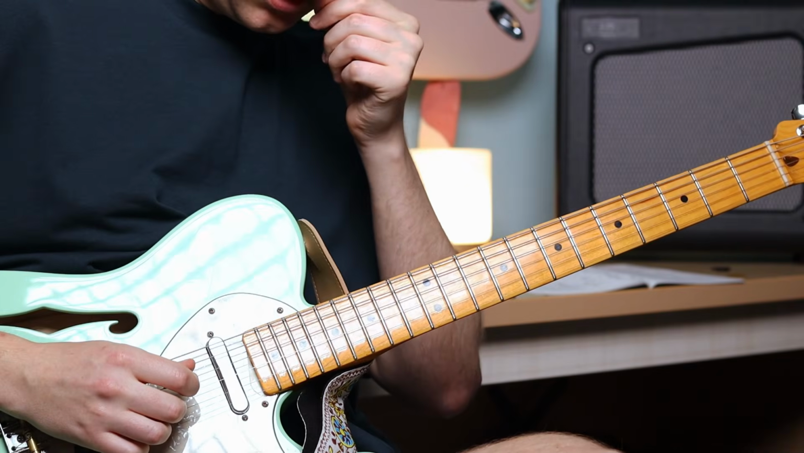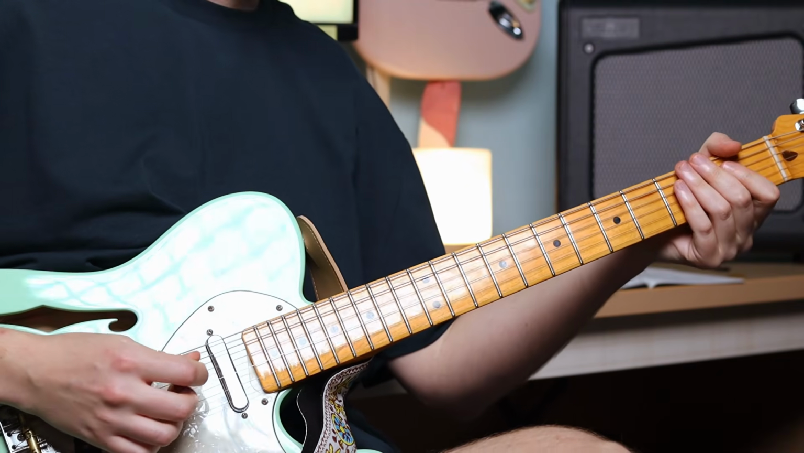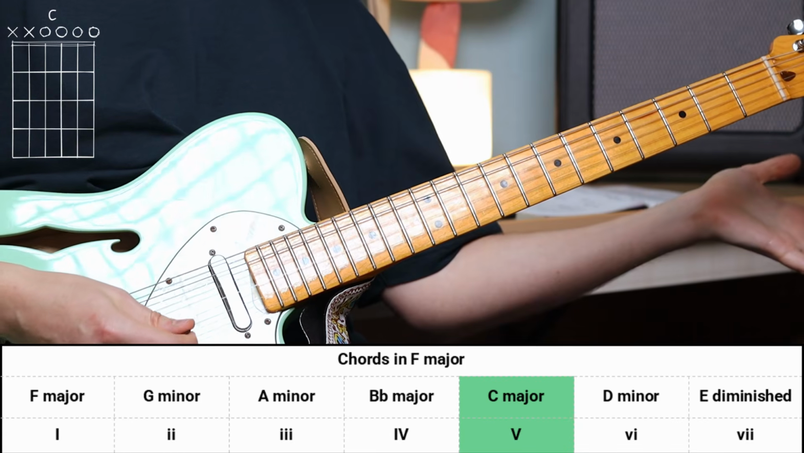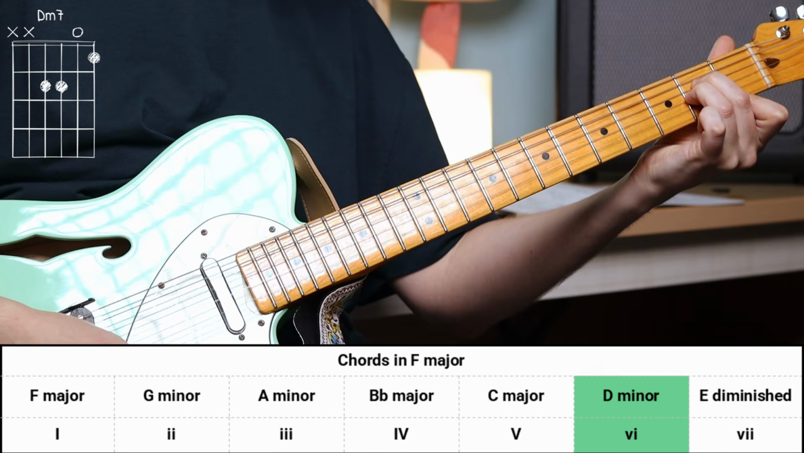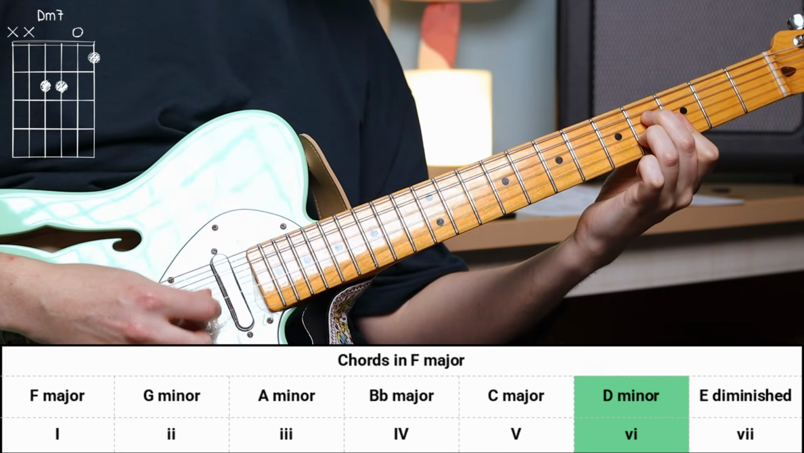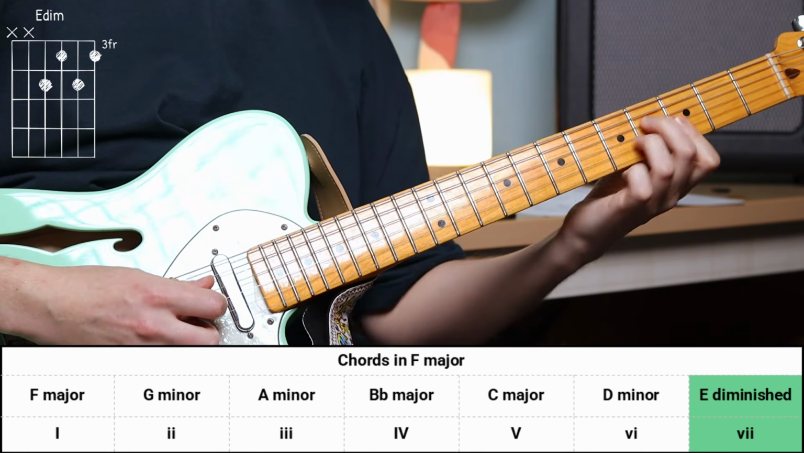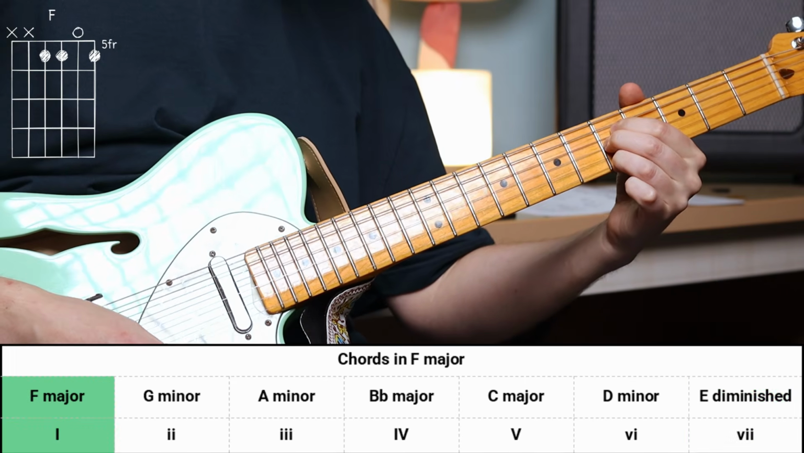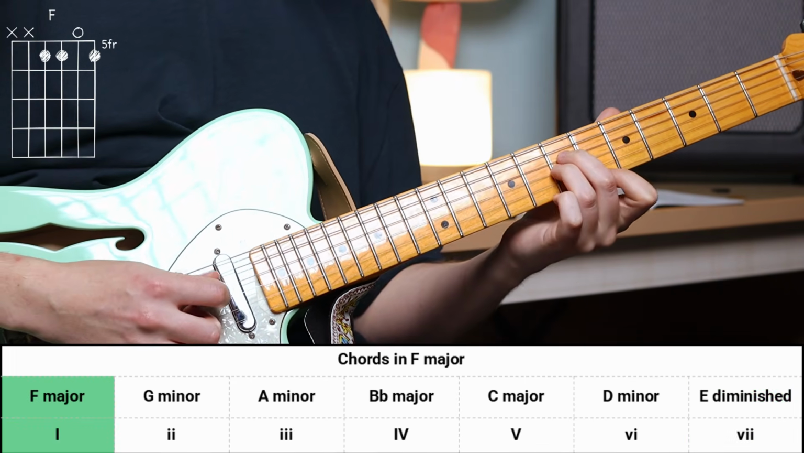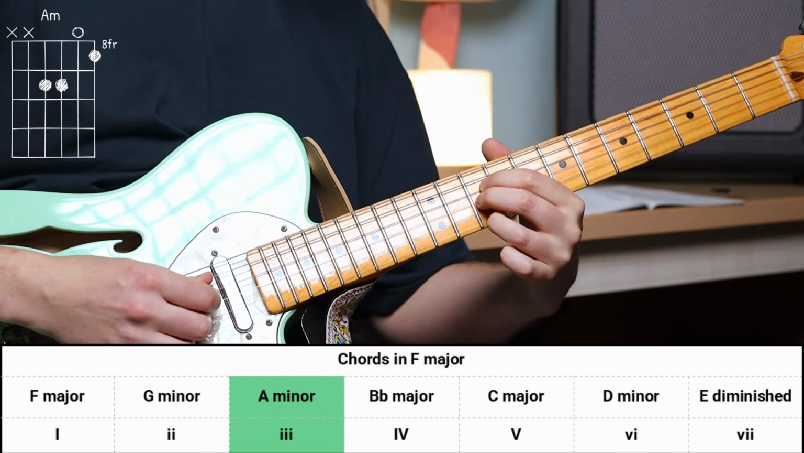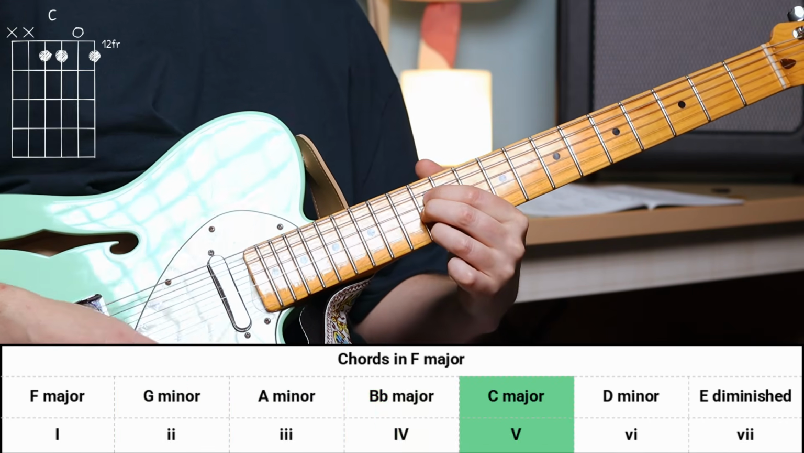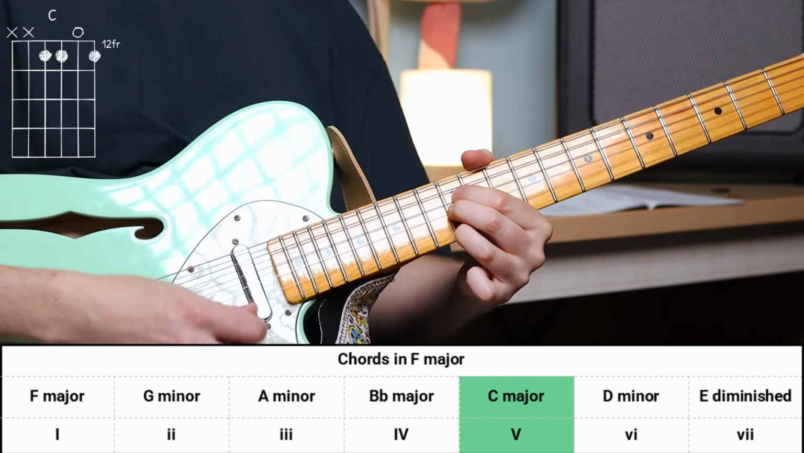And lastly, from the 4th string root here, now we're in C. So there's your C chord. Now we're going to have a D minor, E diminished, and then our F major chord. There's the tonic, right? Then G minor, A minor, a B flat major, and then back to the C there.